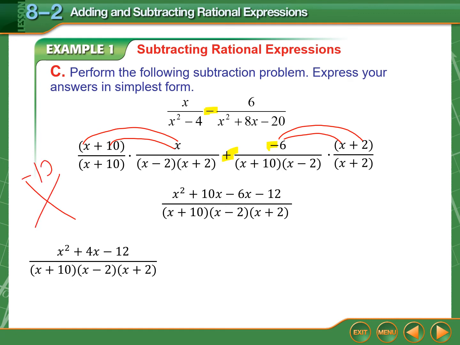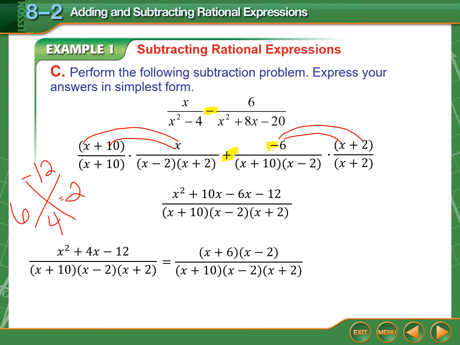We have negative 12 and we have a 4. What two numbers multiply to give me negative 12, but add up to 4? I hope you say 6 and a negative 2. So let's replace those: x plus 6 and x minus 2. So far so good. But if you notice something, yes, I can simplify. It's why you always have to factor your numerator if you can, to see if you can continue to simplify.